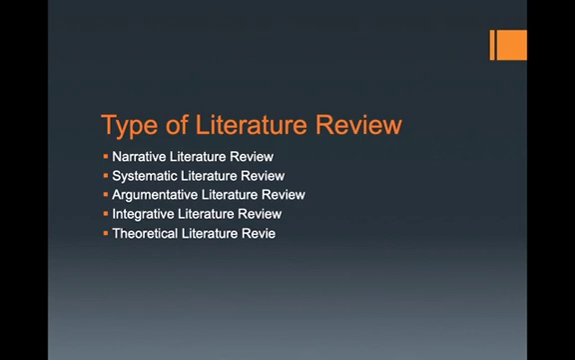Next is the systematic literature review. A systematic literature review requires a more rigorous and well-defined approach compared to most other types of literature review. It is comprehensive and details the time frame within which the literature was selected. A systematic literature review can be divided into two categories. One is meta-analysis and the other is meta-synthesis.